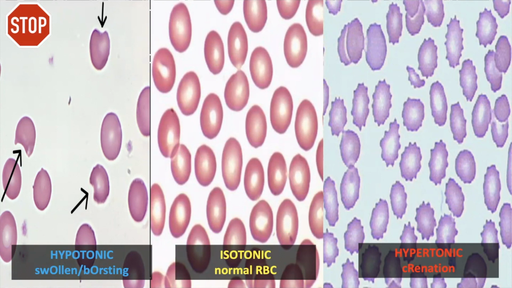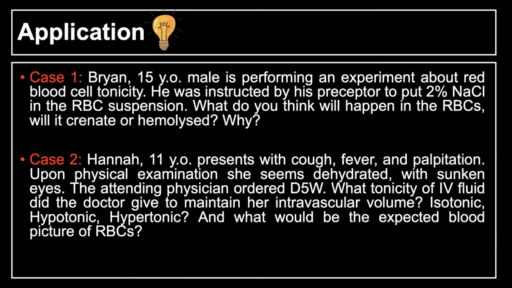So, in hypotonic solution, it has swollen RBC, it has a tendency to hemolyze or burst. In isotonic solution, there would be normal shape and volume of the red blood cell, meaning isomorphic sila, equal yung morphologies nila. And then in the hypertonic solution, the red blood cell would appear crenated or they will shrink.